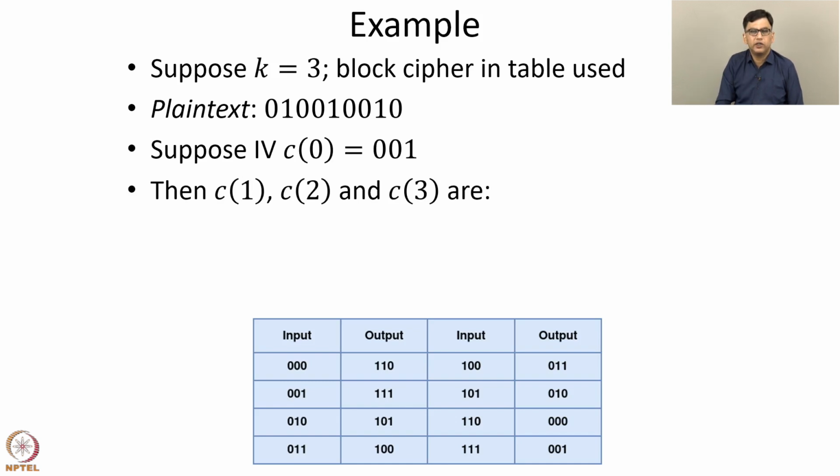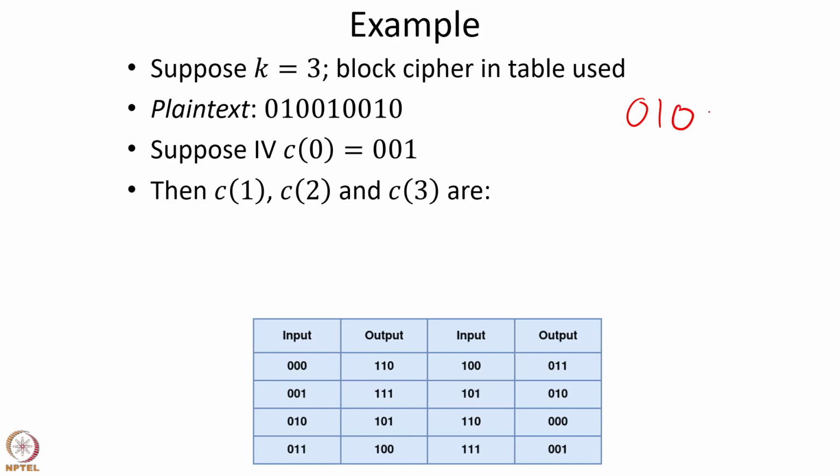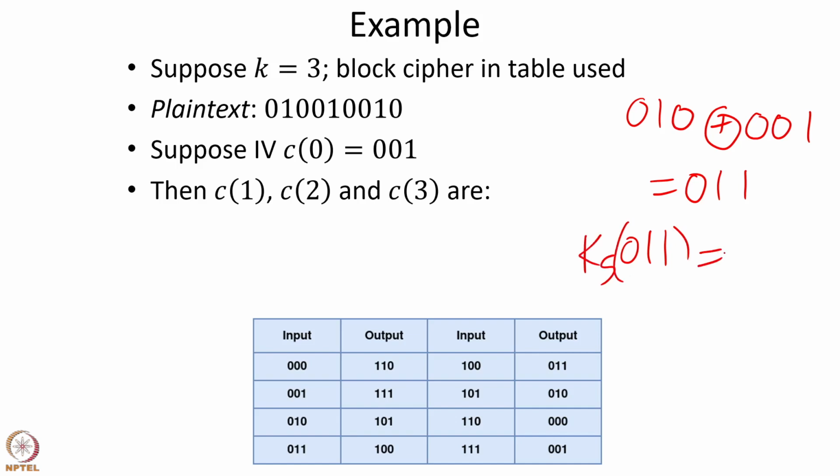Recall that the IV is first XORed with the first block of the plaintext. So we calculate 0, 1, 0 XOR the IV. That is 0, 0, 1. So the result is 0, 1, 1. So this is now encrypted to get the first ciphertext block. So we calculate Ks of 0, 1, 1, and that is equal to C1.